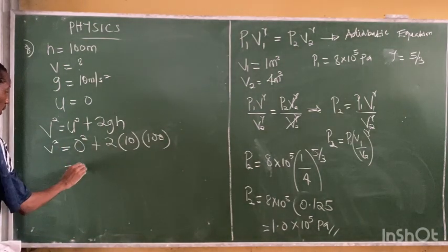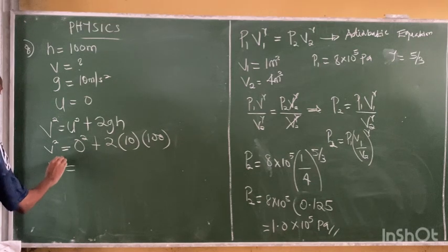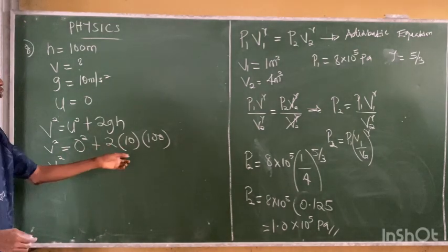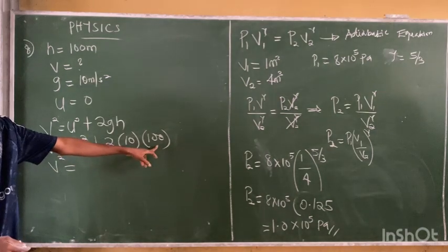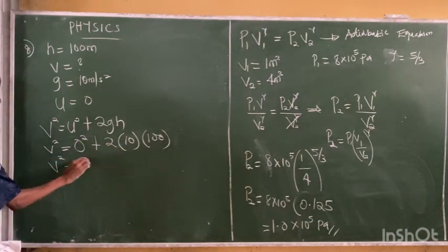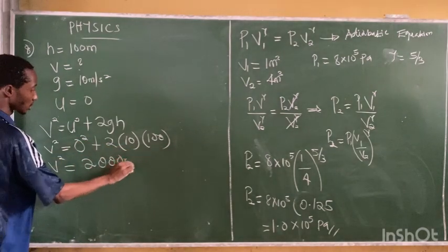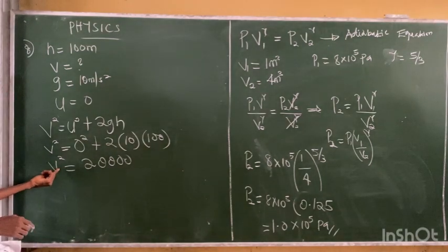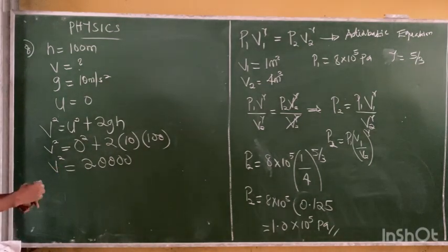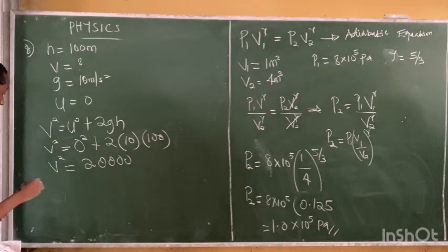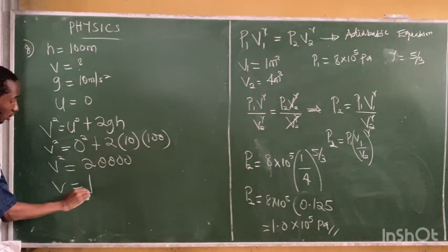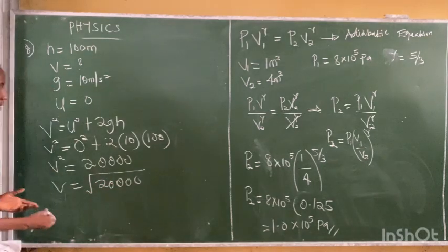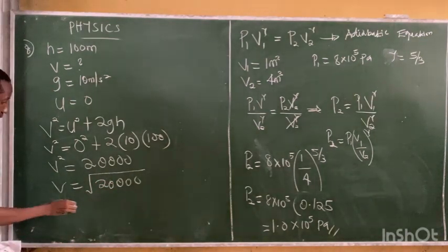This is equal to what? V square is equal to 2 times 10 is 20, 20 times 100 will give us 2,000. We are looking for V and not V square. So we take the square root of both sides. If we take the square root of both sides, we have V is equal to square root of 2,000. This will give us what?